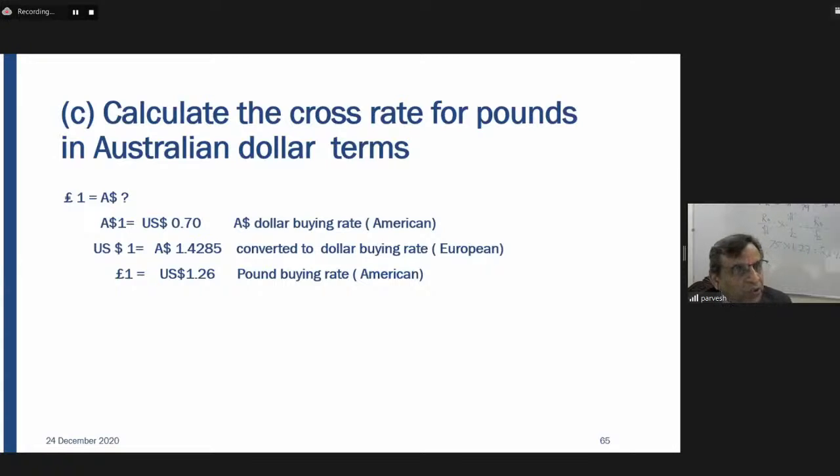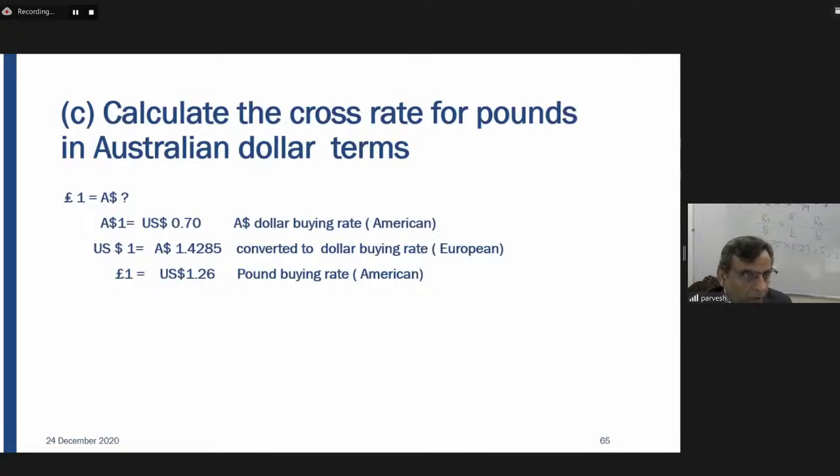So this is a guy who is an Australian. He is traveling to England. He wants to know what is the price of pound in terms of Australian dollars, because he is an Australian. He'll have the Australian dollars with him. So first, he would like to know the quote of US dollars. So he's going to buy dollars. But unfortunately, in this question, it is given the price of one Australian dollar equal to how many dollars? So first, we'll convert this quote in terms of dollars. So $1 is equal to how many Australian dollars? Now he understands, for buying one US dollar, he has to spend 1.42.